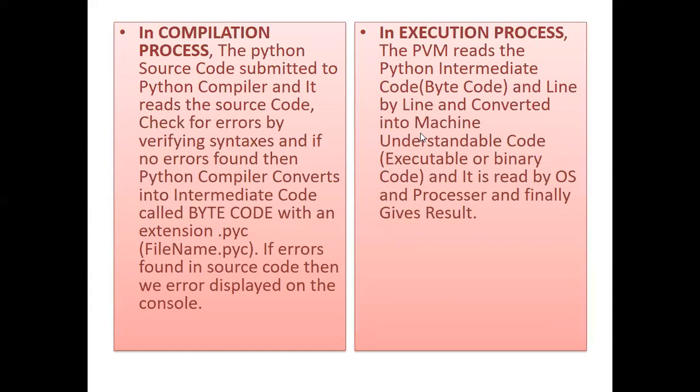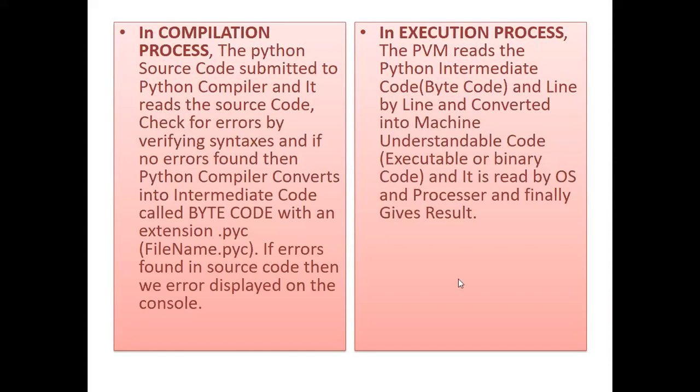So line by line, it reads that and converts it into the machine understandable language, that is binary language. We all know the binary language. How many digits does the binary language contain? 0 and 1, two digits, right? It is read by the OS and processor, and finally it gives the result.